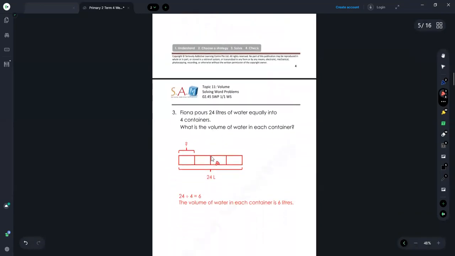Teachers, at this point in time, please make sure that the students are not copying each other. I do see students copying each other's work as well.